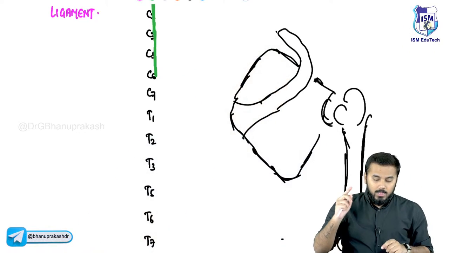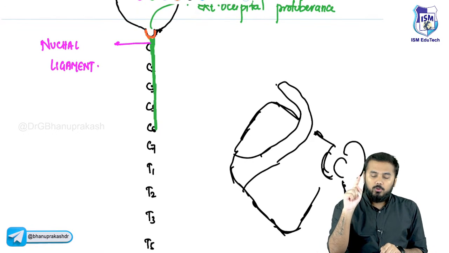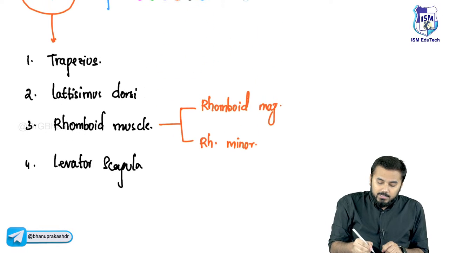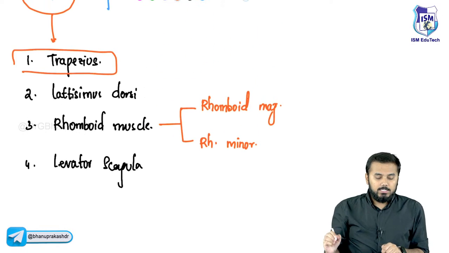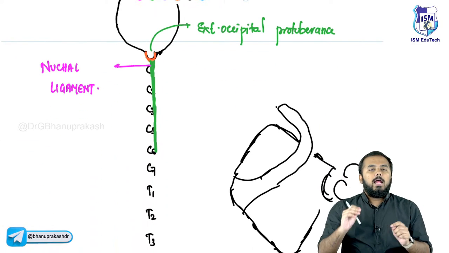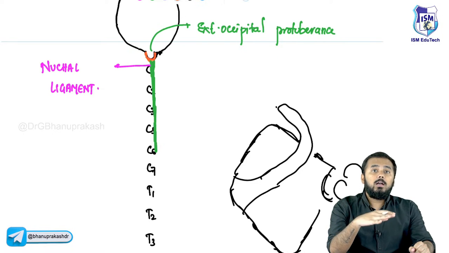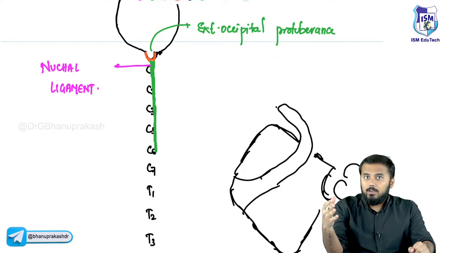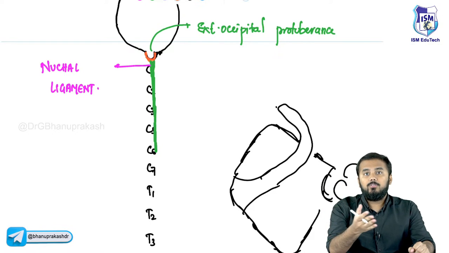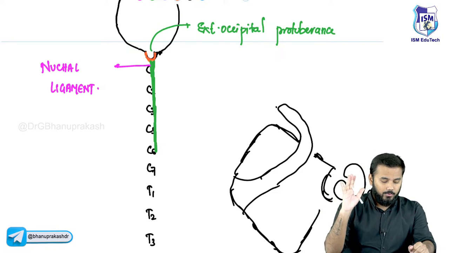Right? Now, let us draw one by one. The first muscle which we shall be discussing here is the trapezius muscle. Remember one thing, guys: for FMGE only you have to know origins and insertions. When you appear for the next exam, no one is going to ask you origins and insertions.